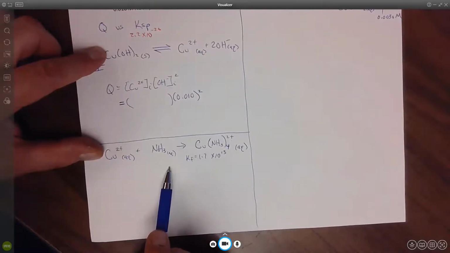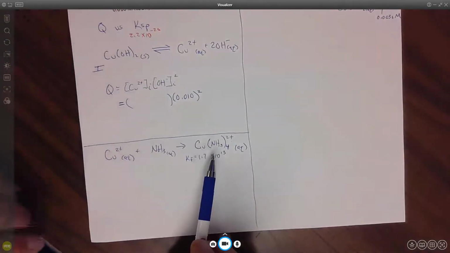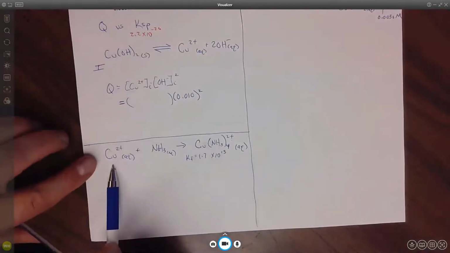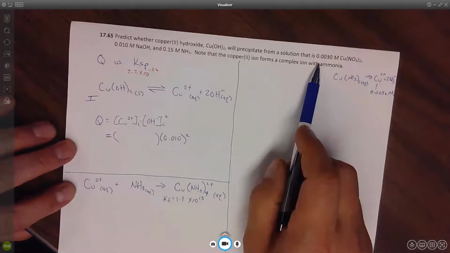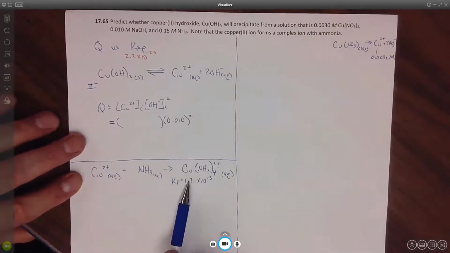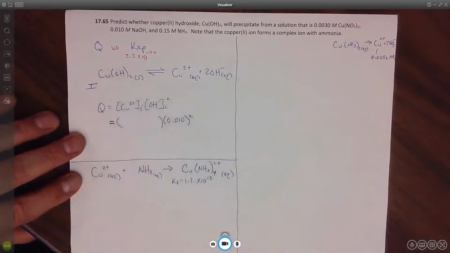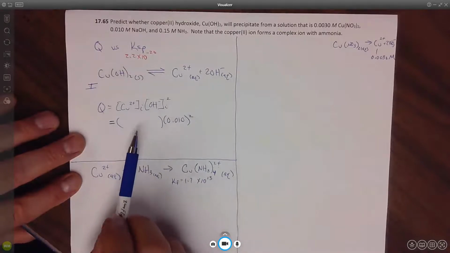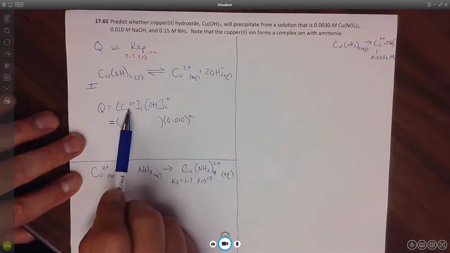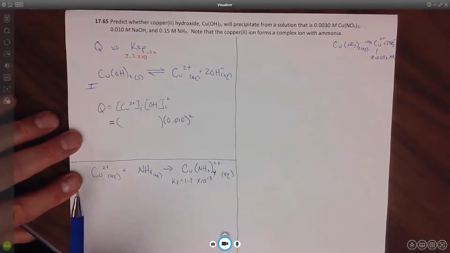It's going to dominate. So what that means is that it's going to use up most of the original copper that was in solution and form a complex ion, which is not part of this copper 2 hydroxide. So I can't determine the initial concentration of copper 2 until I determine how much copper 2 is actually left in solution.